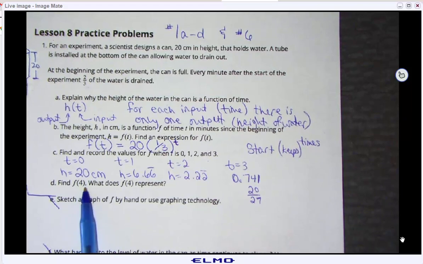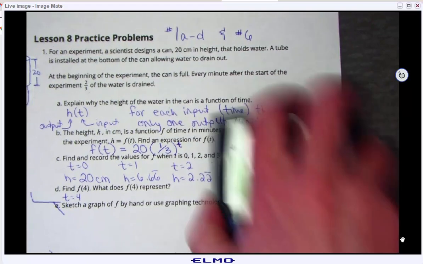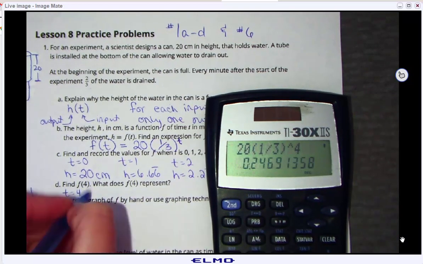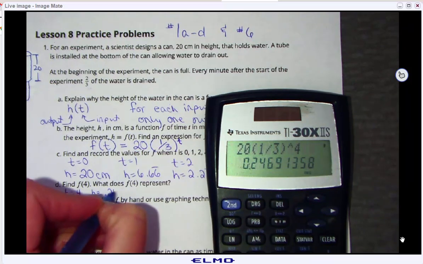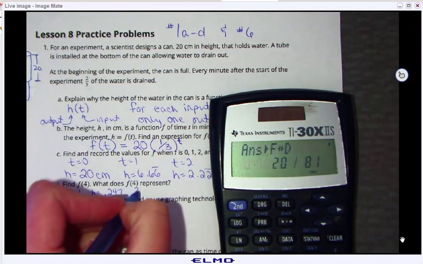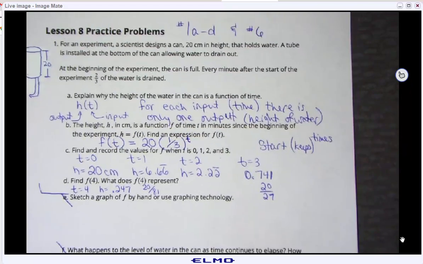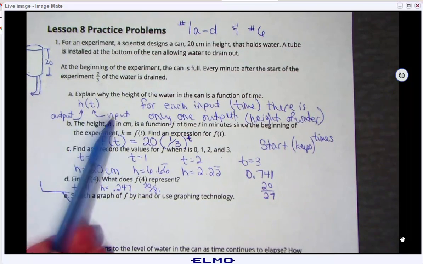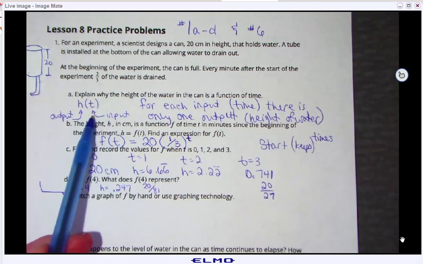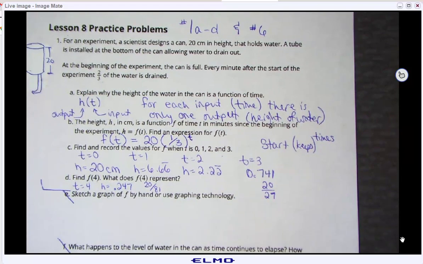It says to find f of 4 and see what f of 4 represents. Okay, well, t equals 4. Let's use that same equation. It's .247-ish, or as a fraction, 20 over 81. And what that represents, let's see, I'm thinking about it this way, our input is 4, so that means 4 minutes. Our input is time. So at 4 minutes, the output, the height of water, is 20 over 81, or 0.247 centimeters.